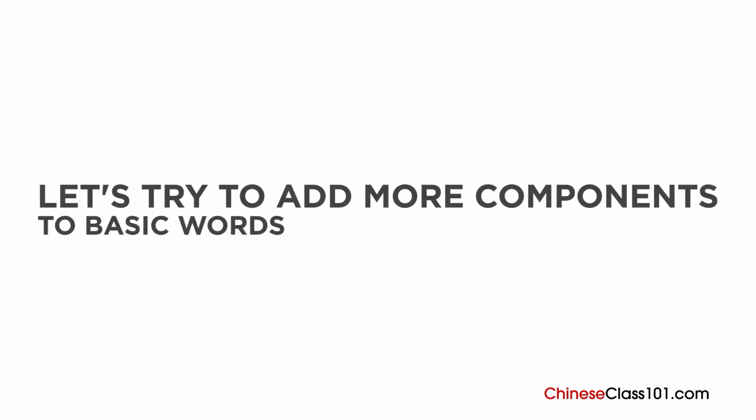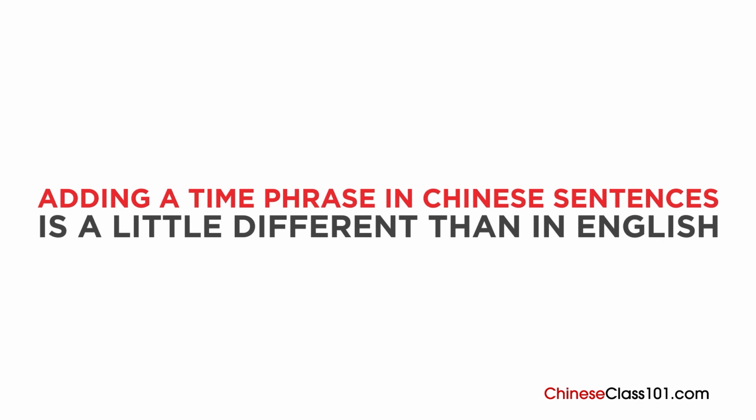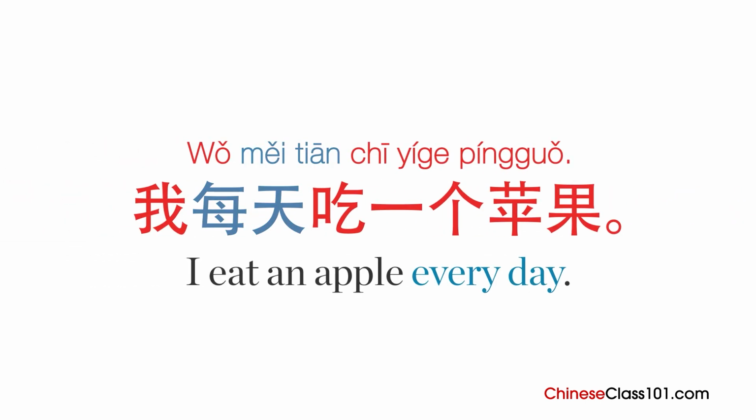Now you know the word order in Chinese. Let's try to add more components to basic words to make longer sentences. Adding a time phrase in Chinese sentences is a little different than in English. In English, we put the when phrase in the last part of the sentence. For example, I eat an apple every day. In Chinese, we put the time phrase after the subject. So we need to put every day after I. So we have 我, I, 每天, every day, 吃, eat, 一个苹果, an apple. Subject plus time phrase plus verb plus objects.